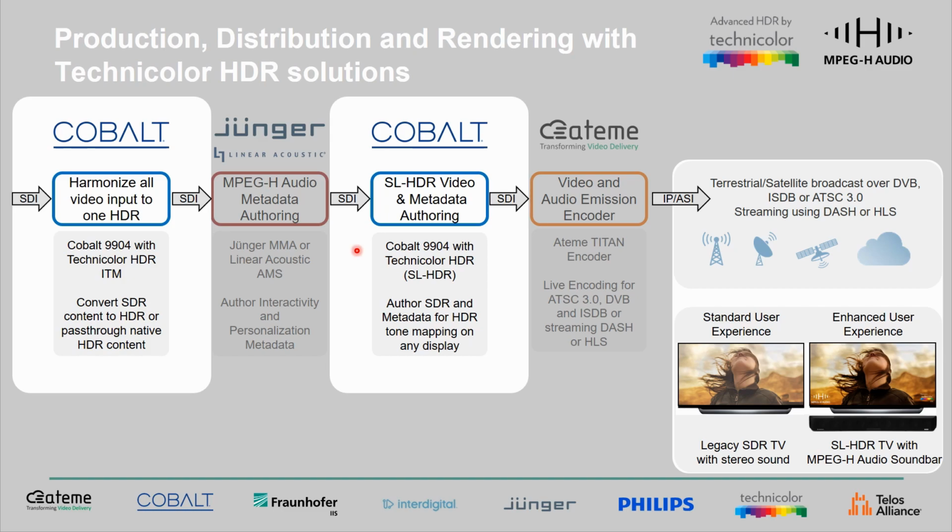This is what Sinclair is doing in the US, using SL-HDR1 as distribution format. SL-HDR1 is a single-layer SDR video with dynamic metadata. This video stream is then encoded, here with an ATEM Titan Live encoder as used by Arte, TV Globo and Sinclair.